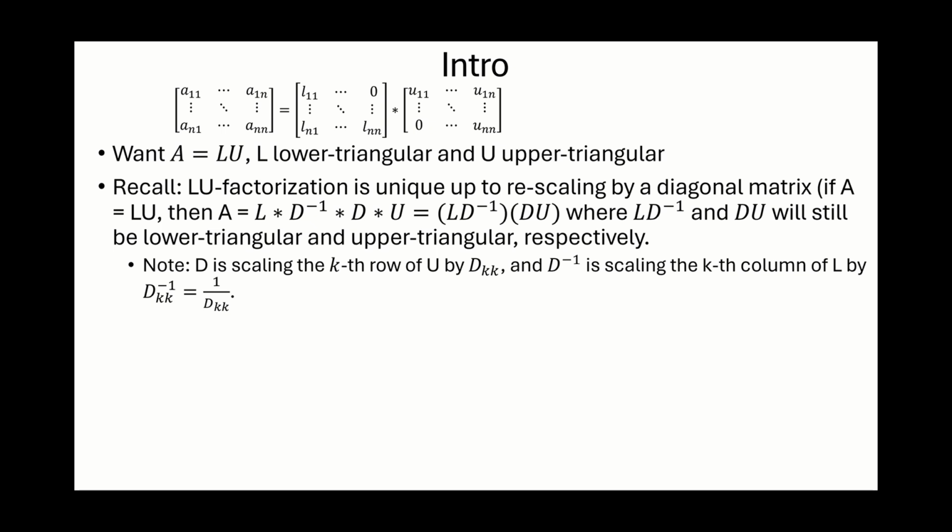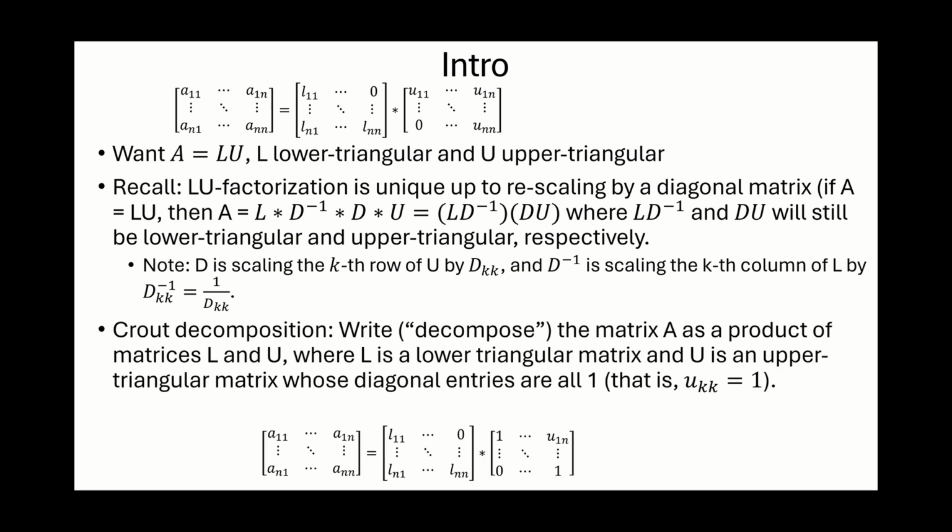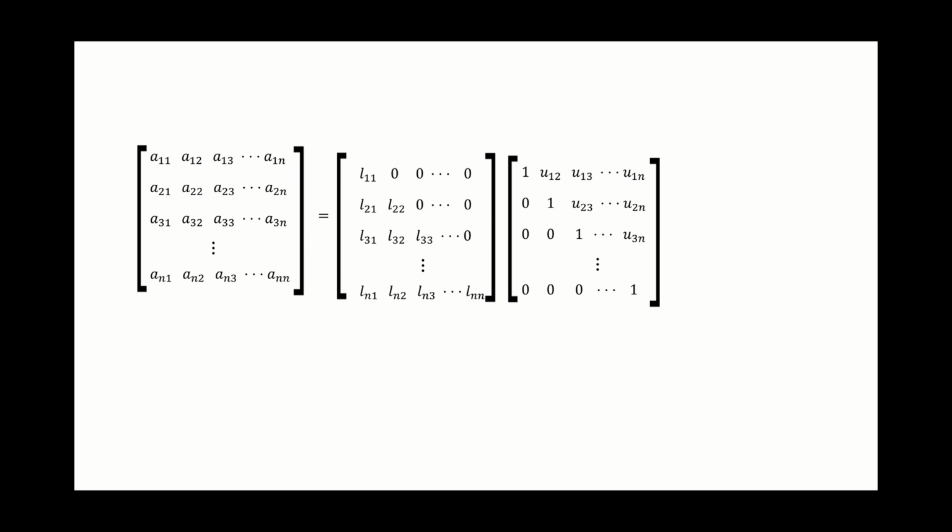This fact means that we can decompose an invertible matrix A into the product of a lower triangular matrix L and an upper triangular matrix U, whose diagonal entries are all ones. This is known as a Crout decomposition.